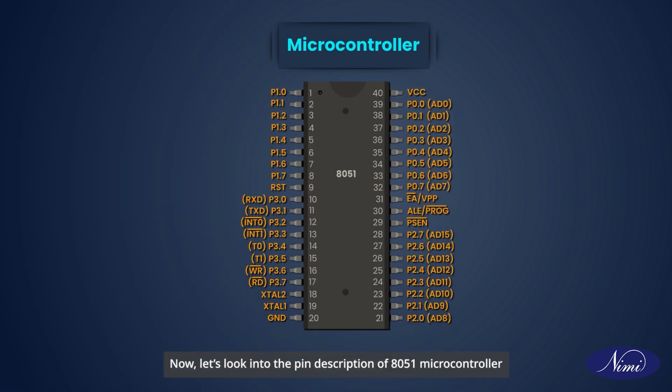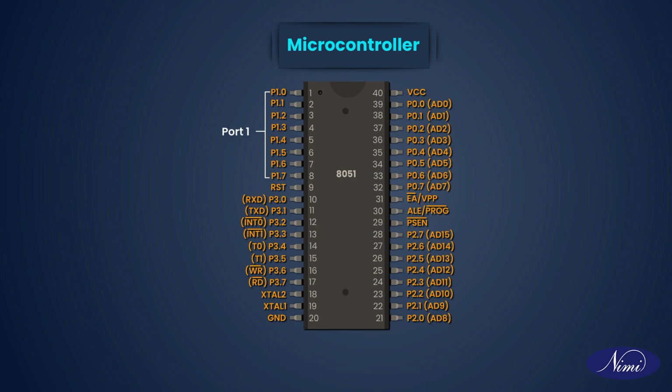Now let's look into the pin description of the 8051 microcontroller. Pins 1 to 8. These pins are known as port 1. They serve as an input or output port. Pin 9. It is a reset pin which is used to reset the microcontroller to its initial values. Pins 10 to 17. These pins are known as port 3.